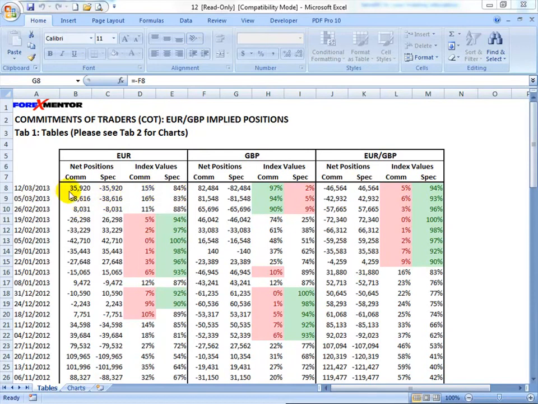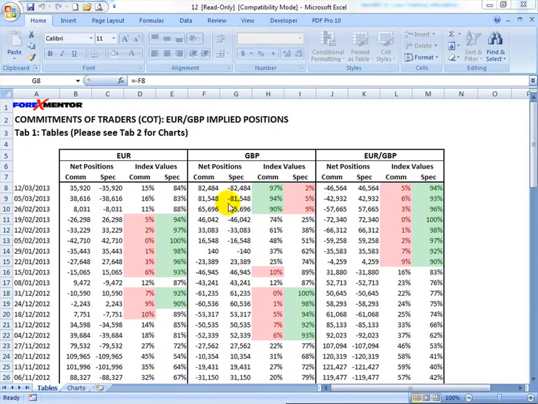So if commercial traders are long 35,920, then all other market participants combined are short by exactly that amount, because for every long position held by commercial traders, there's an offsetting short and vice versa. But it's where commercial traders register an extreme at the tail end of a trend where we start to pay attention. Most of the time, commercial traders are counter-trend hedgers, so we're not going to do what they do all of the time.